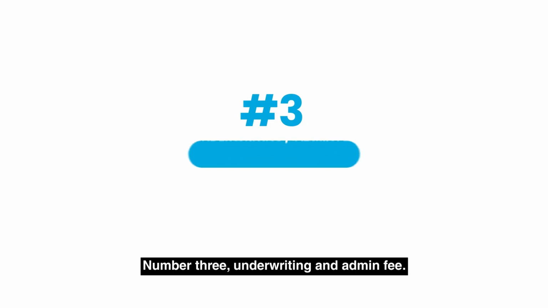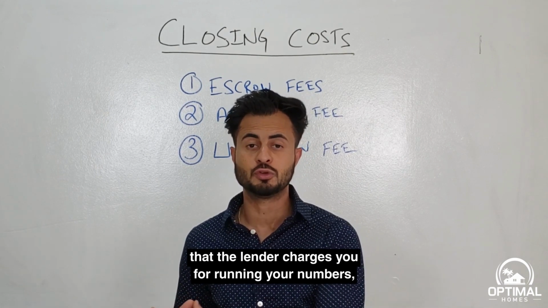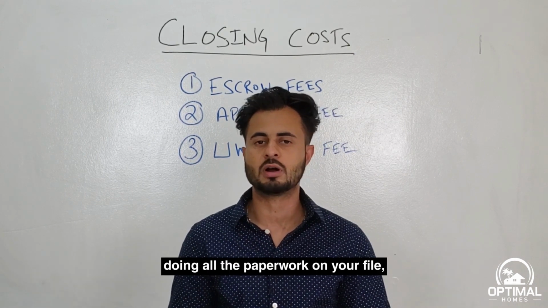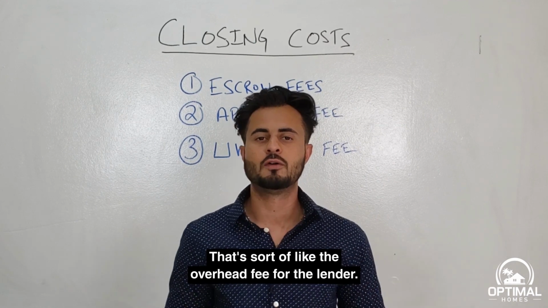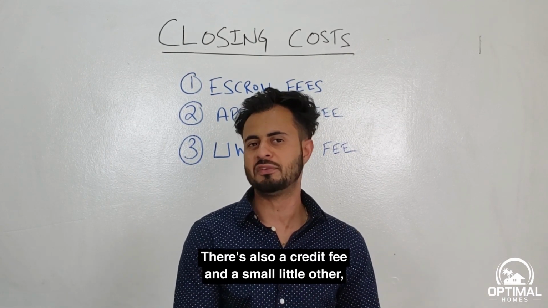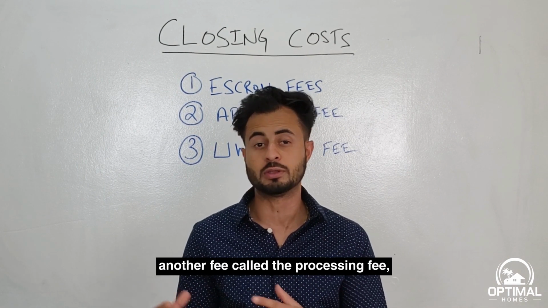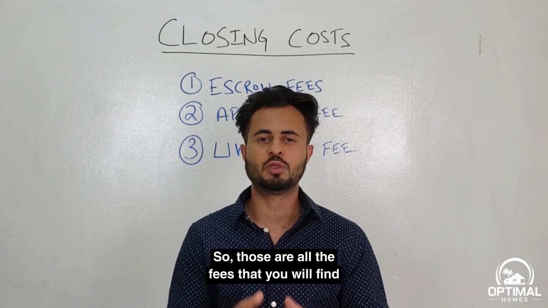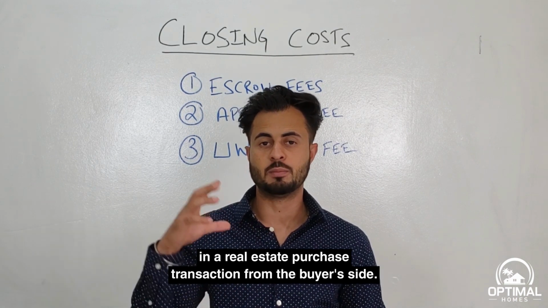Number three, underwriting and admin fee. Underwriting and admin fee is pretty much a paperwork fee that the lender charges you for running your numbers, doing all the paperwork on your file. Any kind of admin work, that's sort of like the overhead fee for the lender. There's also a credit fee and another small fee called the processing fee, which we will not be discussing in today's video. So those are all the fees that you will find in a real estate purchase transaction from the buyer side.